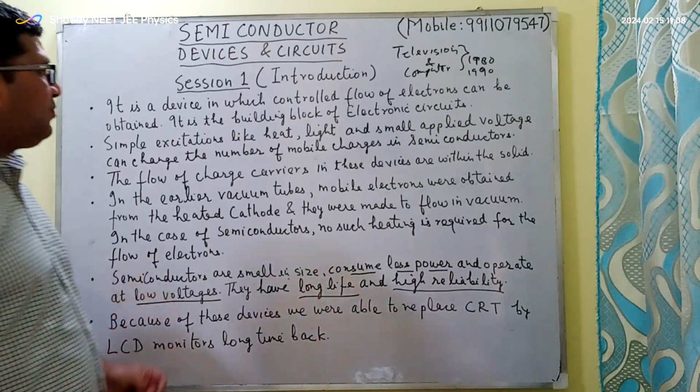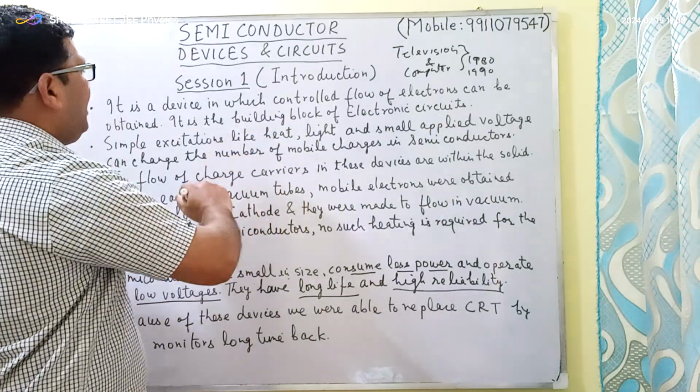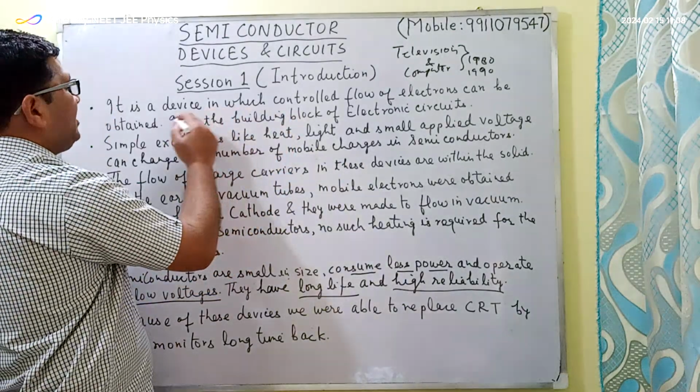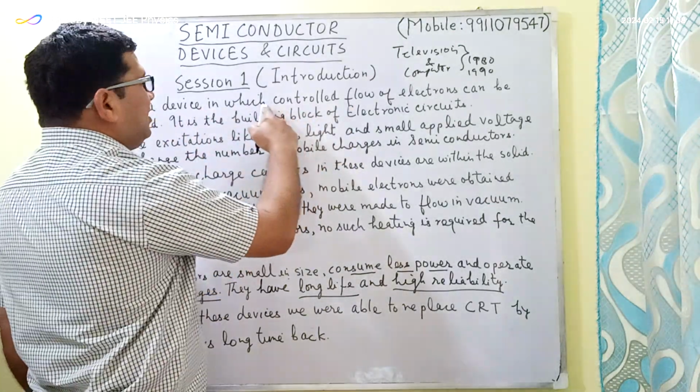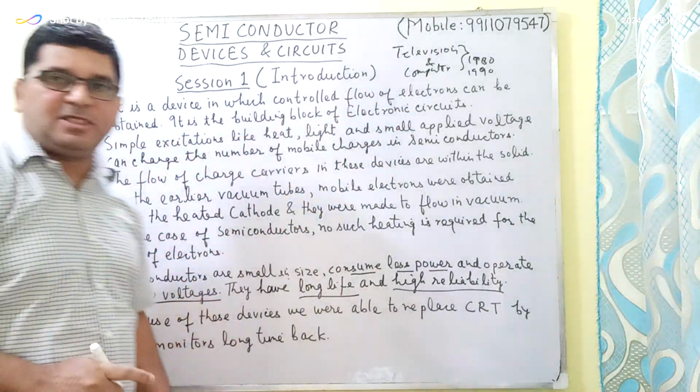So in this session, I just wanted to give you a brief description about the semiconductors. And the basic definition of a semiconductor is that it is a device in which controlled flow of electrons can be obtained with simple excitation.